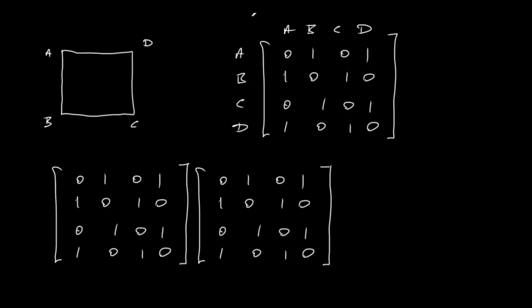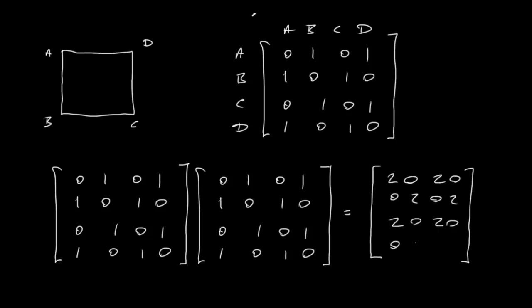Now I have done videos on multiplying out matrices, and I would just encourage you to have a look at those. But basically what you end up with when you square those is 2, 0, 2, 0, 0, 2, 0, 2, 2, 0, 2, 0, 0, 2, 0, 2. And again, if we put our A, B, C and D here, and our A, B, C and D here, you can see then we can look at how many walks of length 2 there are between, let's say, A and A. Again, start on the left hand side and go to the top.